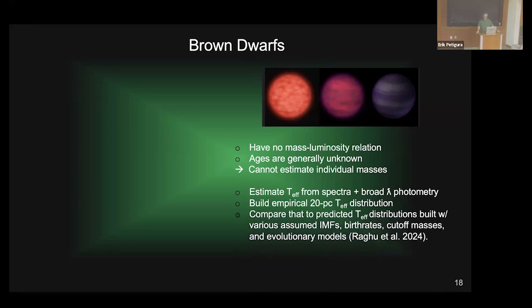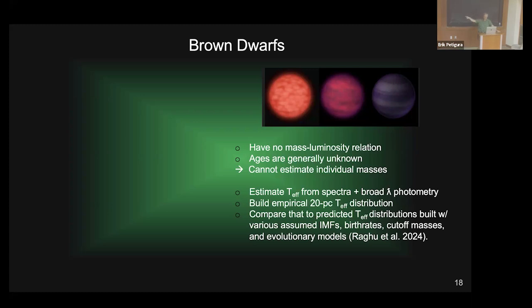Next step is to go in and build a bunch of predicted effective temperature distributions. And this way you can build them based on various assumed initial mass functions, whatever you want to pick: log normals, ones with power law exponents, et cetera. You can pick different birth rates within the galaxy. You can pick different cutoffs for the low mass cutoff of the brown dwarf star formation process. And then you pair those up with evolutionary models to get the mass, to get the effective temperature.